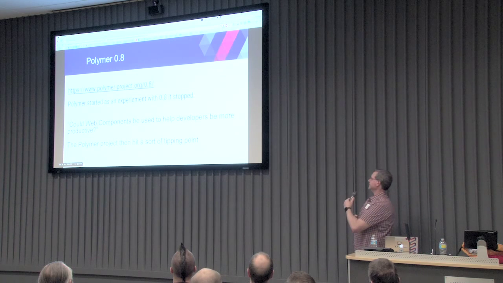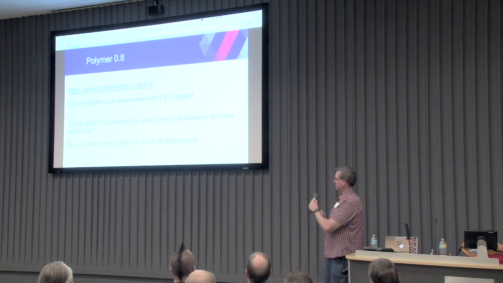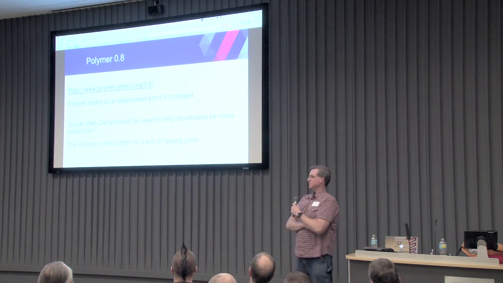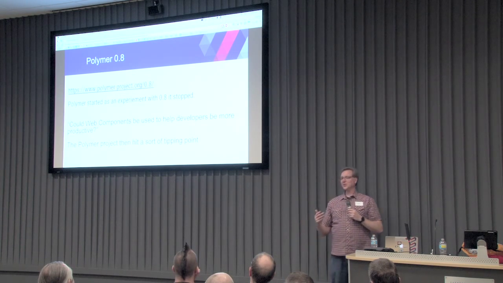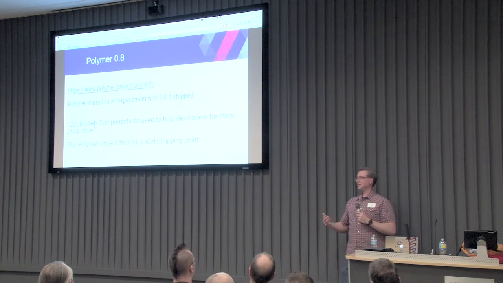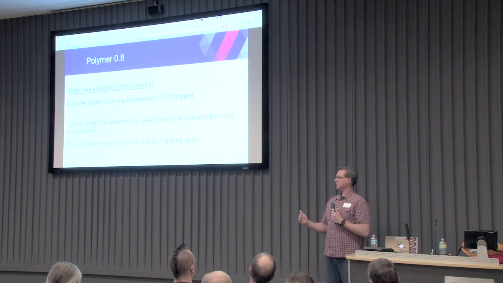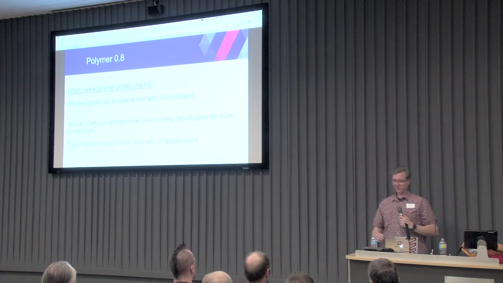So I have here at the end a quick talk. What are we at? A little bit of time still. So Polymer 0.8: the Polymer project is an experiment, and with the 0.8 release, they've decided, okay, this is moving beyond the experiment phase and into kind of pre-production. So 0.8 is the alpha release of Polymer.